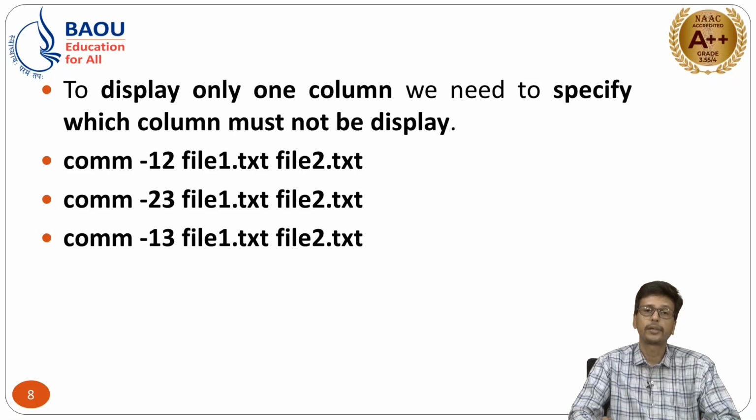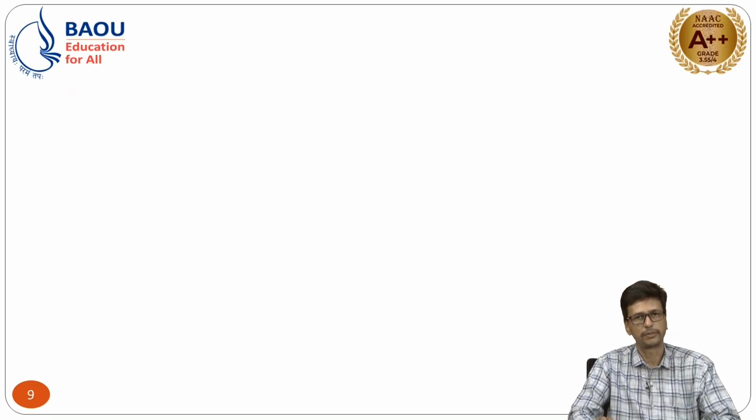Second, -2 and -3 means you don't want to display the second and third columns. You require only the first column, the contents available in the first file, not any other file. In that case, you use the second command. In the same way, -1 and -3 means you don't want to display the first and third columns. You require to display only the contents available in the second file. In that case, you use these commands, right?